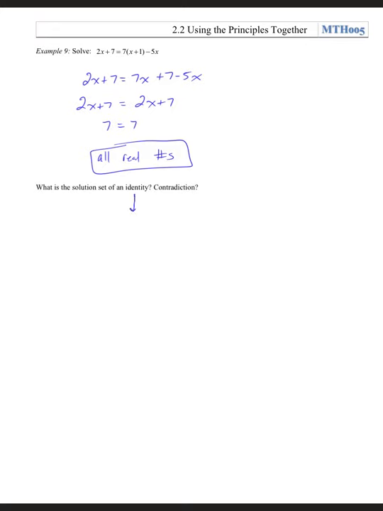Well, this is what we just talked about. The solution set of identity is all real numbers. The solution set of a contradiction, right, there is no solution. Again, if you find a contradiction or identity, meaning the variable was eliminated within the problem when you were solving, then you answer with either all real numbers or no solution. Contradiction or identity, that word is not the answer.